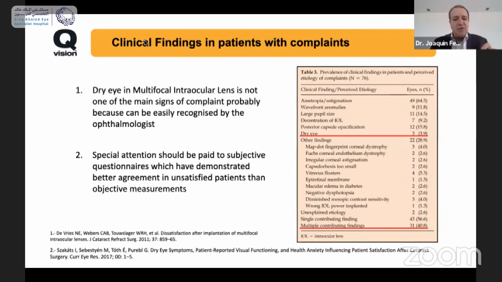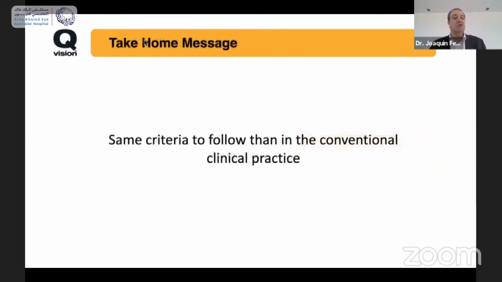Because it's very correlated. We have better agreement in unsatisfied patients with the subjective questionnaire than with the objective measurement. So it's very easy to use an OSD test, for example, in order to see if the patient has complaints before the surgery and try to improve the dry eye. So follow the same criteria as in conventional clinical practice with dry eye.